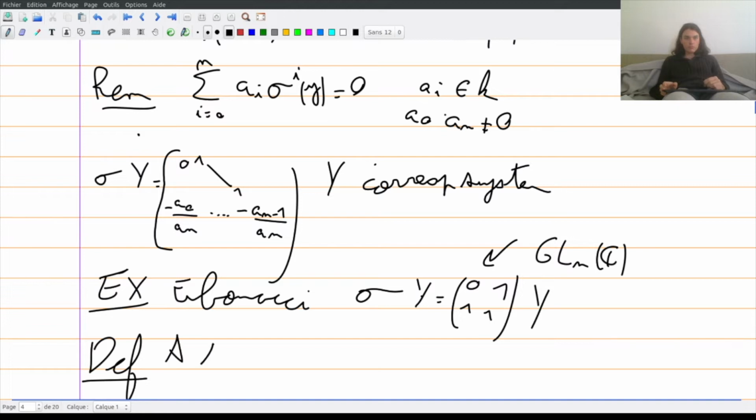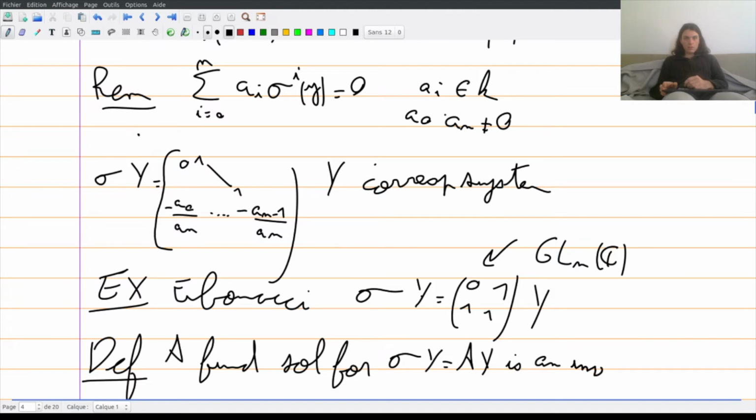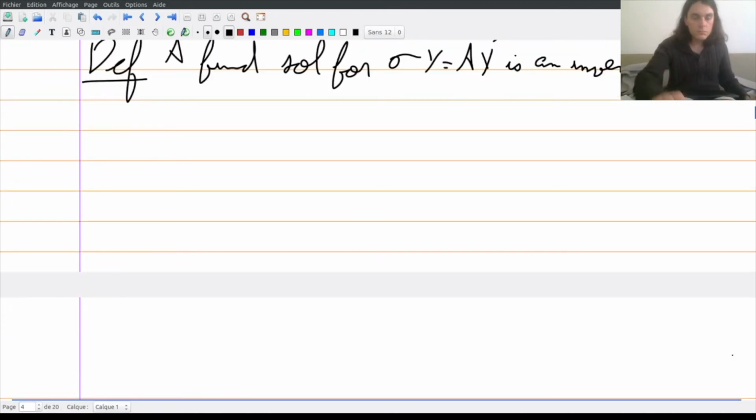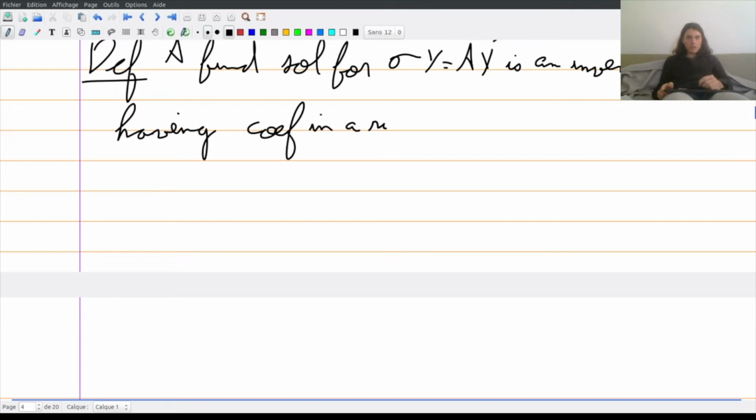So, definition: a fundamental solution for our system is an invertible matrix having coefficients in a ring such that sigma U equals AU, where I call this matrix U. So invertible is important, otherwise you could always take 0.